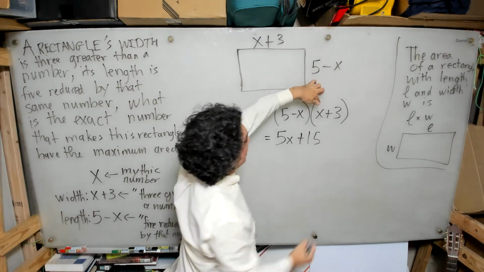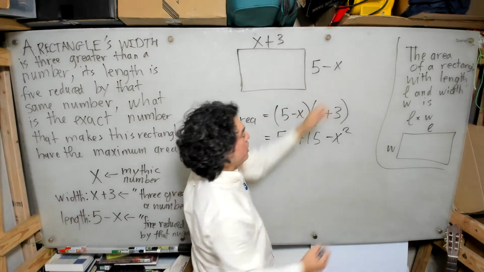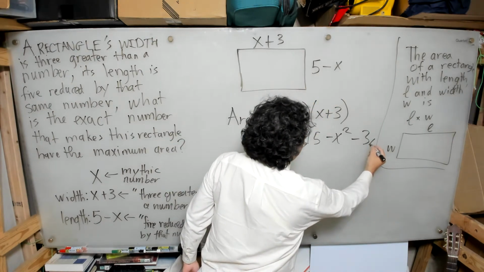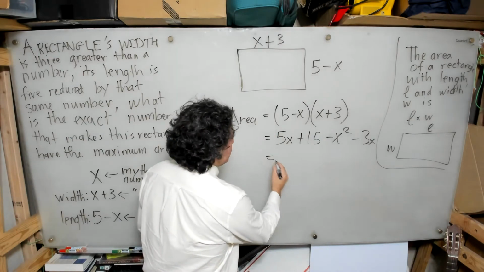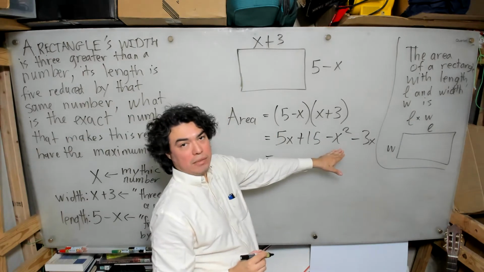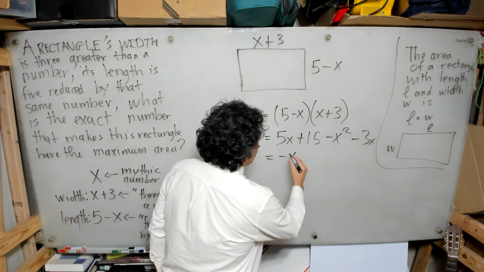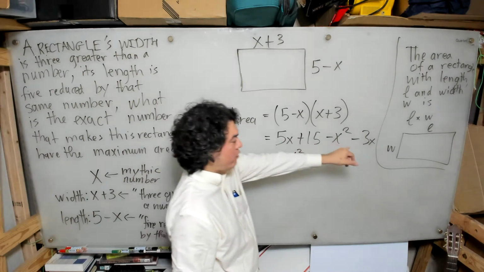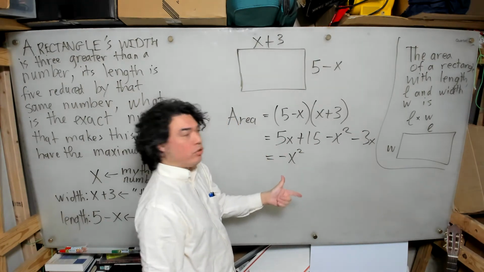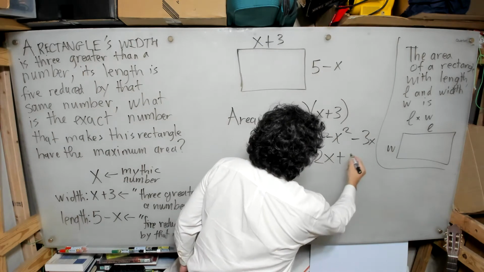Negative x times x is minus x squared. Negative x times 3 is minus 3x. And then what I do is I combine the like terms. The negative x squared stands on its own. There are no like terms with an x squared. So I get minus x squared. Then I have a positive 5x and a negative 3x. So 5 minus 3 is 2. So it's going to be plus 2x plus 15.